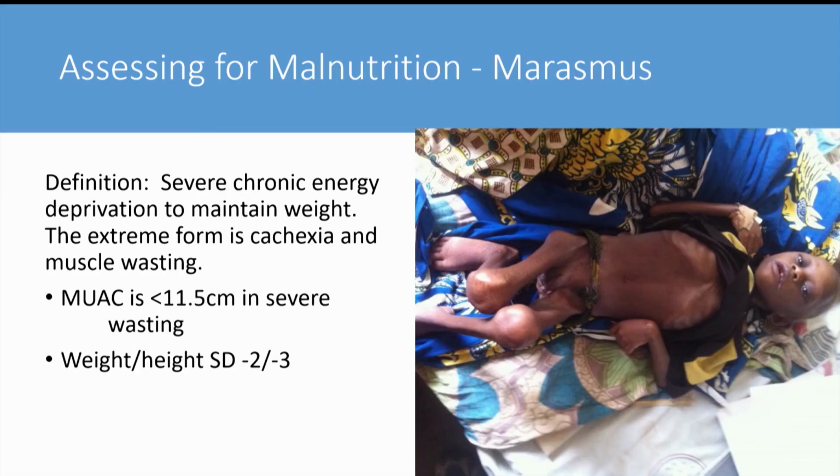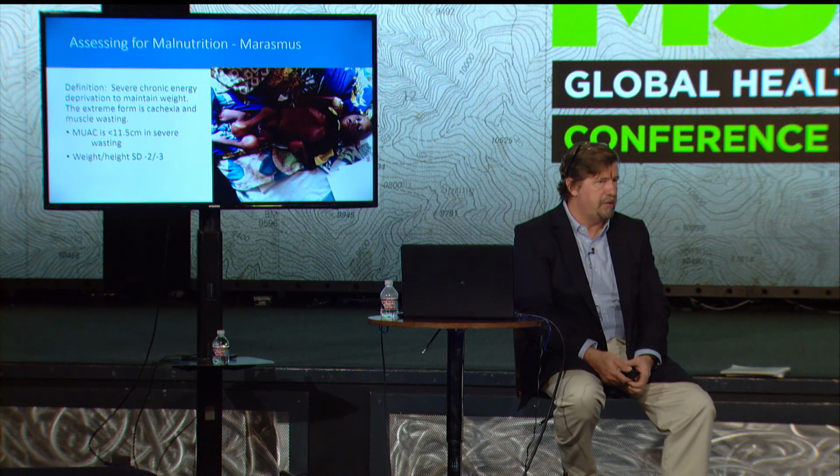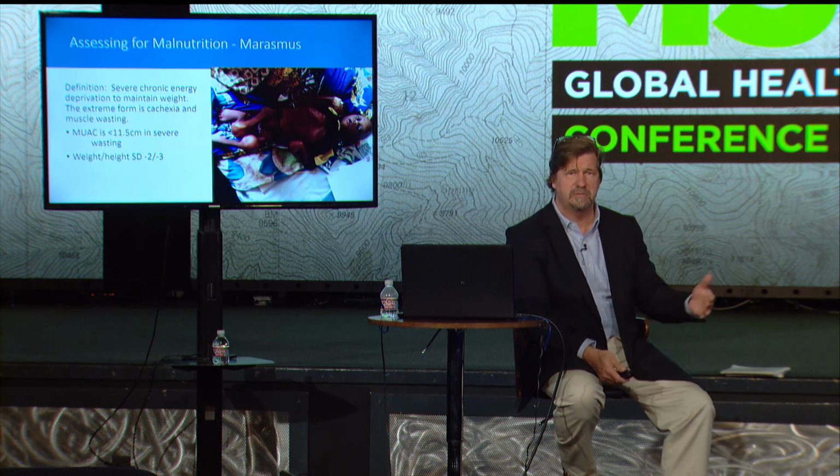Most of the time we see marasmus in younger children who have not been breastfed. This might be a little bit older child. Oftentimes you'll see CP kids and kids with chronic illness that appear like this. They're a little older in some of the contexts that I'm sure you guys work in and that we work in.